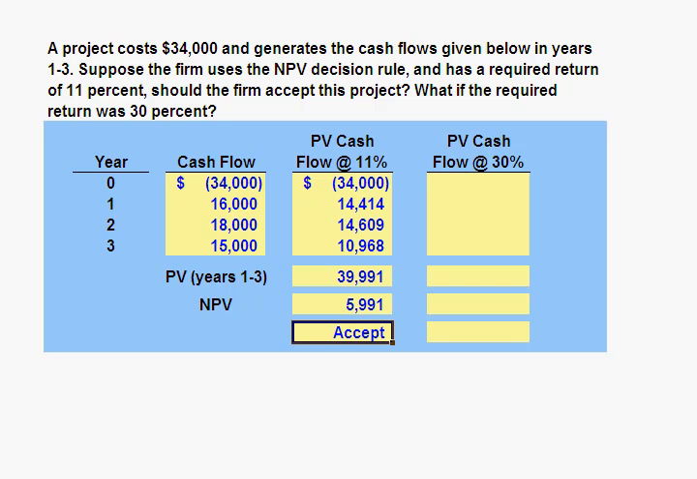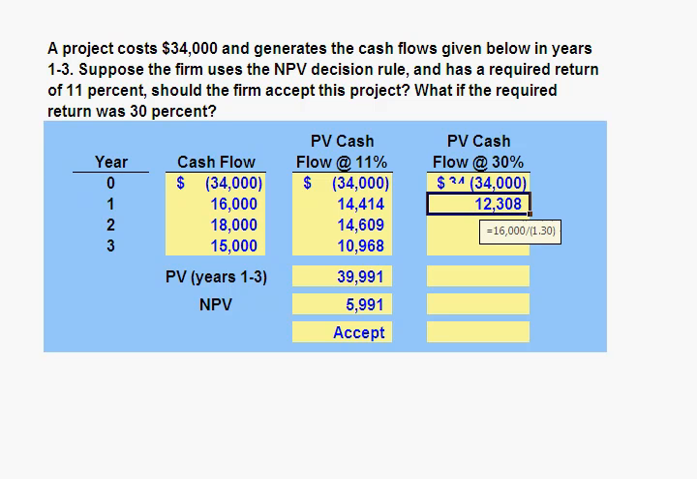At a 30% required rate of return, we're going to find a slightly different answer, and that's because as our interest rate goes up, the present value of our cash flows decreases. Once again, the initial project cost of $34,000 at time zero has a $34,000 present value. The $16,000 we receive in year 1 should be discounted back at a 30% interest rate for 1 period and has a present value of $12,308.